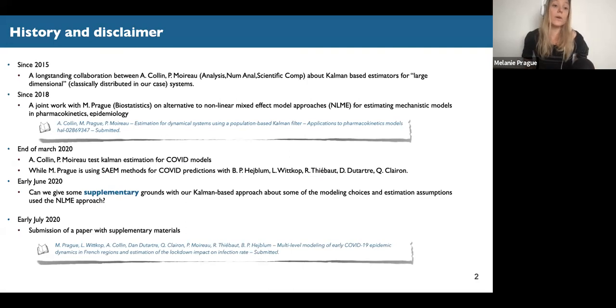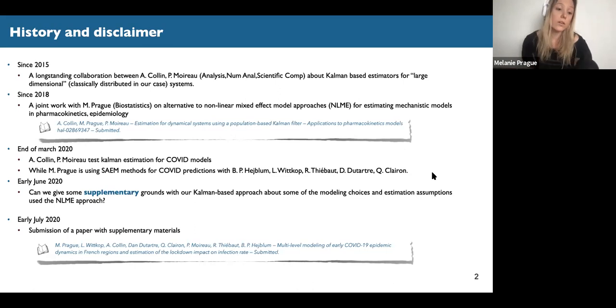This work started from a very long-lasting collaboration built between Annabelle Collin and Philippe Moirot on developing Kalman filter-based estimators. In 2018, we met with Annabelle and I explained a problem we had in dynamical models estimated in populations, which is with mixed effect models. I will explain later what this specific problem is, and we decided to work on this topic. This led to a first publication that you can find on HAL, about building a new estimator.